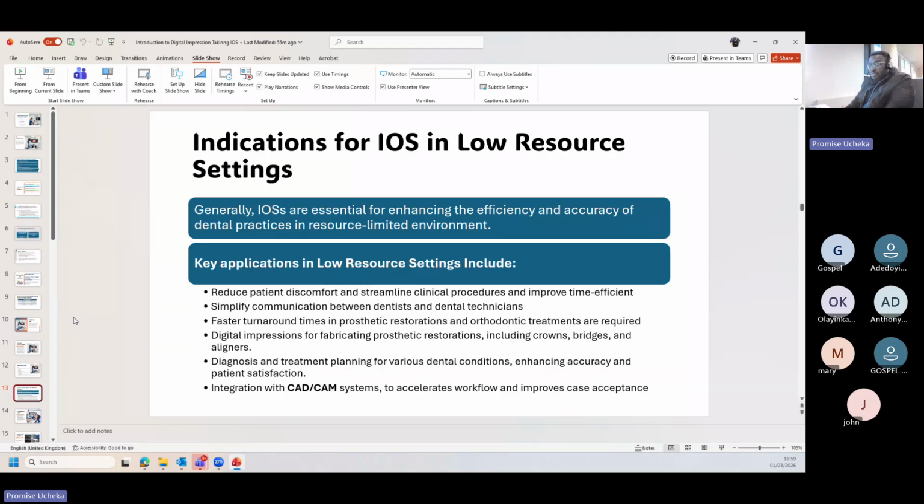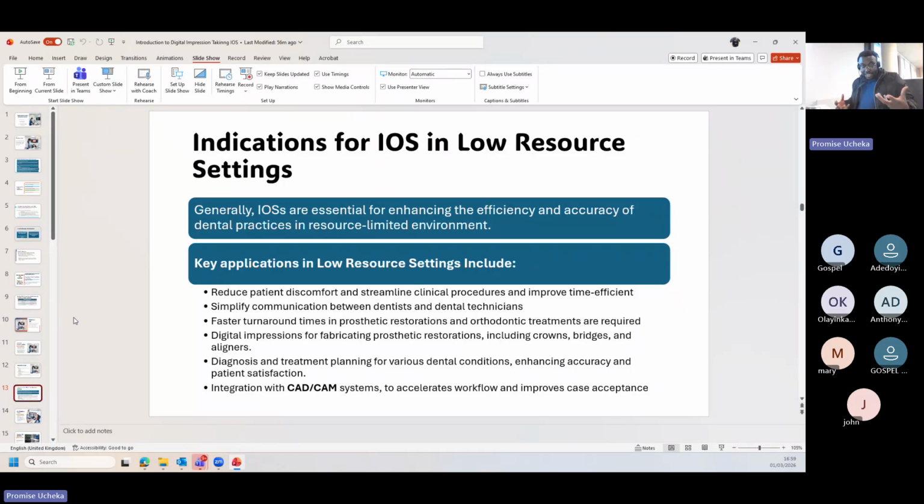Faster turnaround time in prosthetic restoration and orthodontic treatment. When they are required, then digital impression taking becomes your go-to place. And digital impressions for fabricating prosthetic restorations, including those crowns and bridges that we mentioned in the other setting. But when you want to do integration between your CAD/CAM system and your other systems, then you need that digital impression.